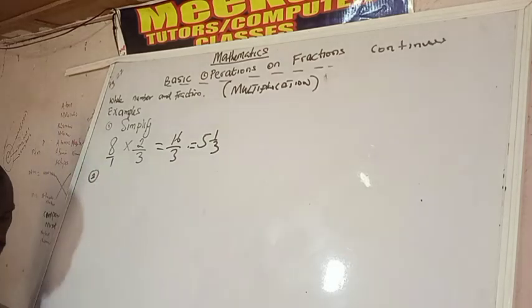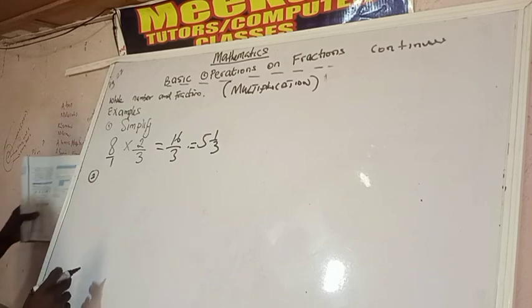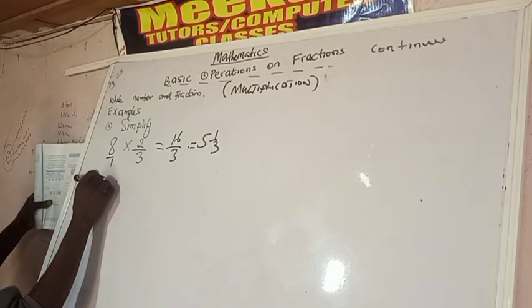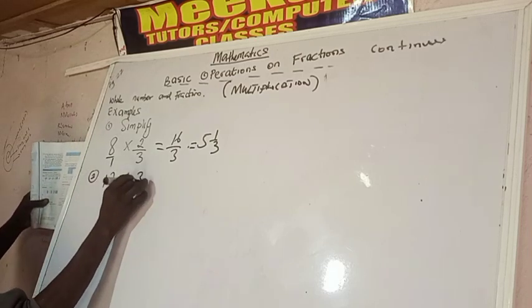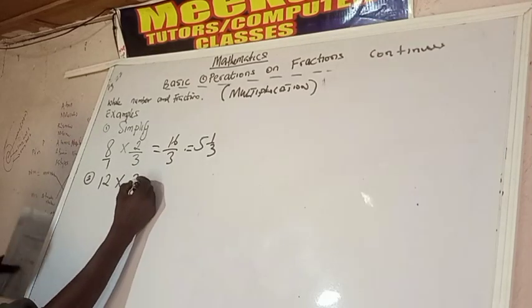Remember, my reference book is New General Mathematics, JS1. Of course, we're on page 27 now. Let's see another one here. We have 12 multiplied by 3 over 4. This is a fraction.